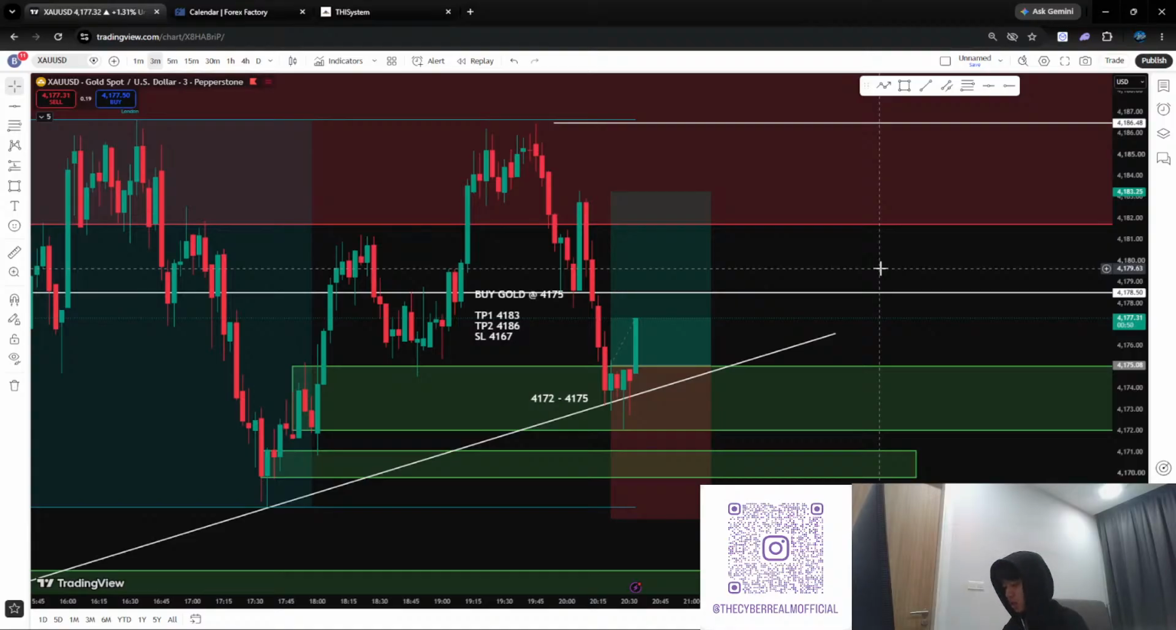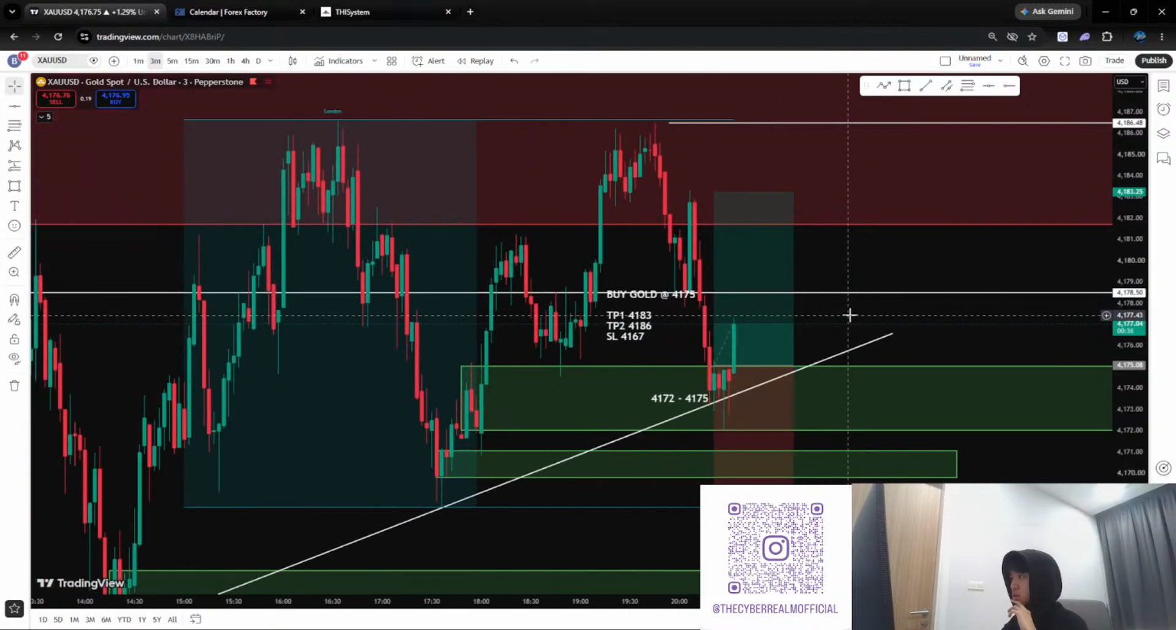Let me look at the MetaTrader 4 with you guys. Let's see where it is. It's still at 7.7, exactly 7.7. Let's see how the market moves.